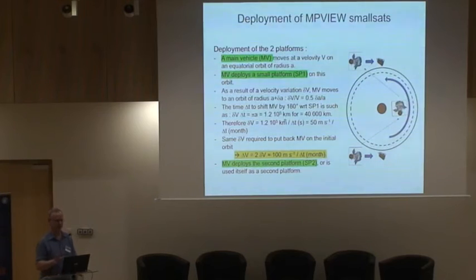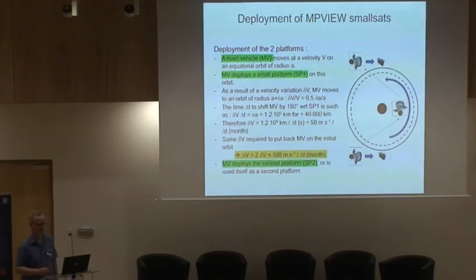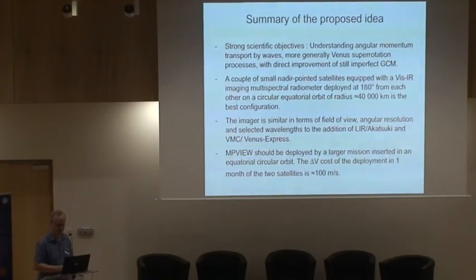And it is just an approximate calculation, but it is easy to see that the required delta V for putting the two satellites at 180 degrees from each other is of the order of 100 meters per second divided by the time required to do this operation. And if the time is 1 month, it is 100 meters per second. If we can afford 2 months, it is 50 meters per second. 1 year, it is 10 meters per second. So that's what we find for the best components.